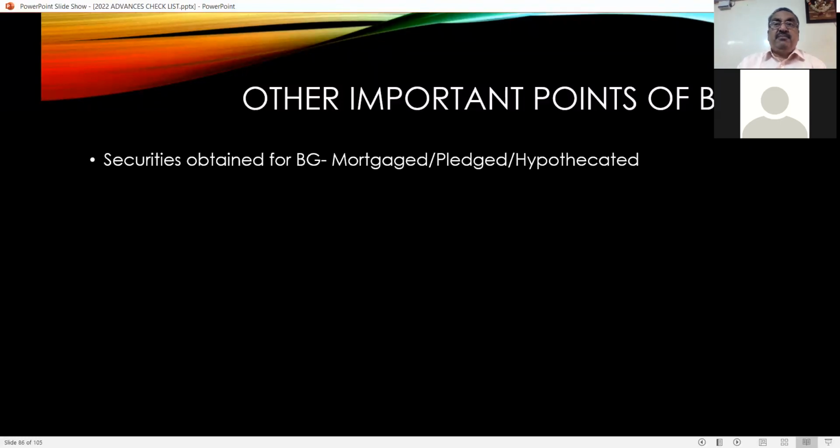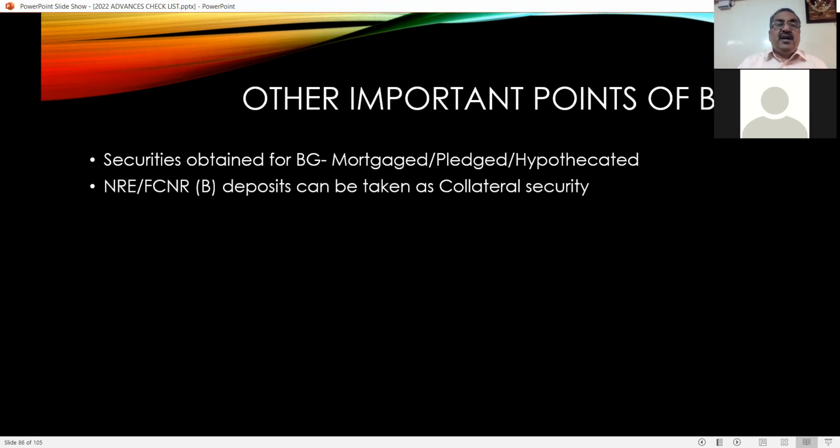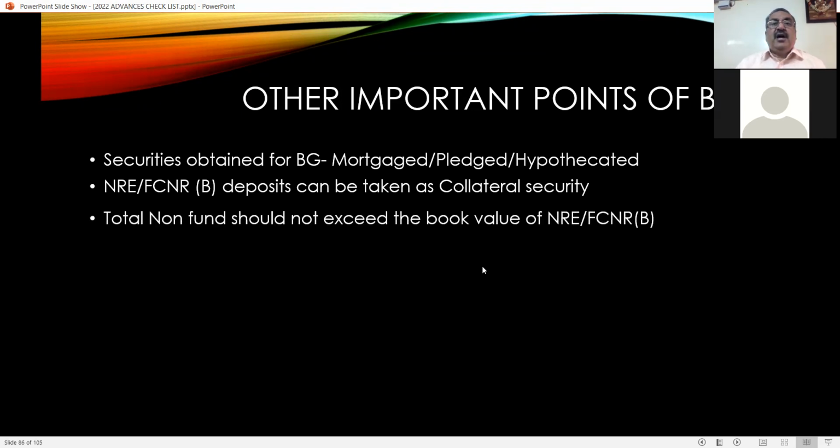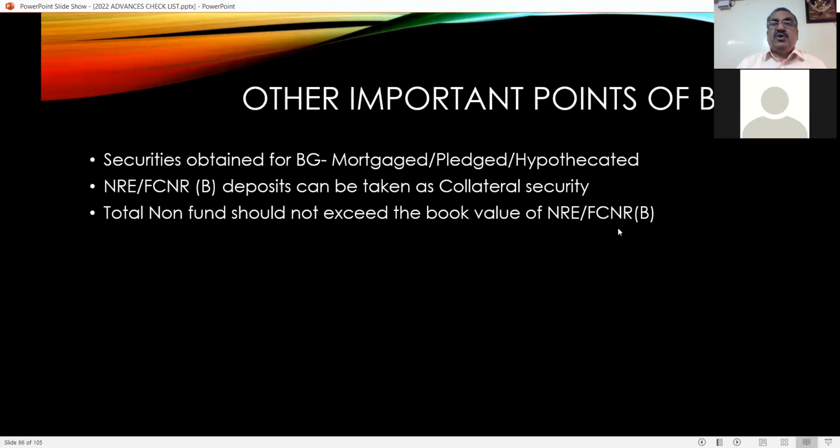And securities obtained for BG: mortgage, pledge, hypothecation. All this you have to register. If it's an immovable property, you have to get it mortgaged. If it is pledged, say if they issue the bank guarantee against jewels, it has to be pledged. In case the guarantee is issued on the hypothecation of vehicles, then that has to be hypothecated. And NRE and FCNR deposits can be taken as collateral security. This is also permitted. And total non-fund amount should not exceed the book value of NRE and FCNR.